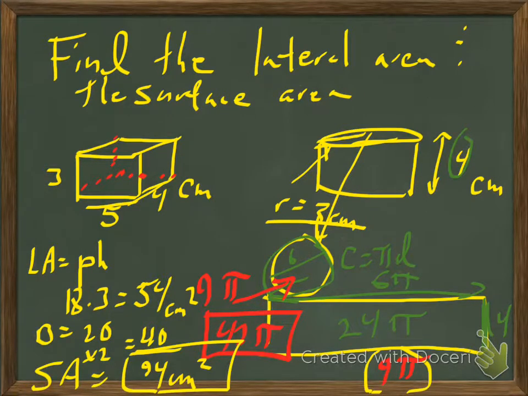Sorry, I didn't mean to get cut off right in mid-sentence there. But anyway, the lateral area came out to be 54 centimeters squared for the box. And for the surface area, if you add the 2 bases, which are each 20, that's going to add another 40 for the top and the bottom. That's a total of 94 centimeters squared for the total surface area.